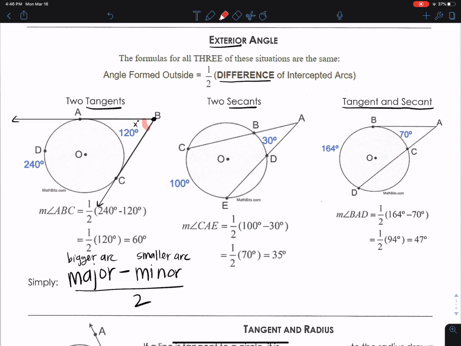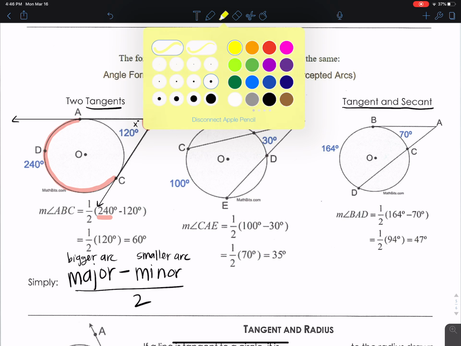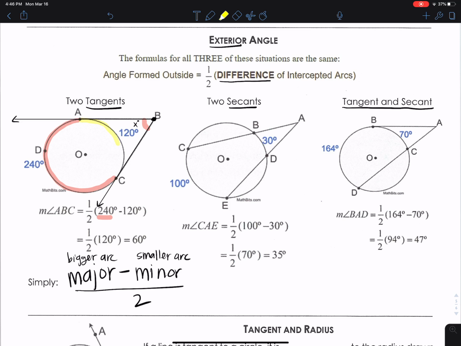So in our first example, we have our major arc here, that's 240, minus the minor arc, which is 120. When you subtract those, you get 120. We divide that by 2, so 60 is our missing angle, or the exterior angle. So that's when we have two tangents. So they're just intersecting at A and at C.